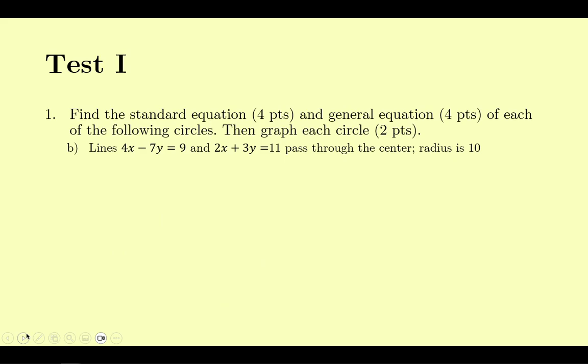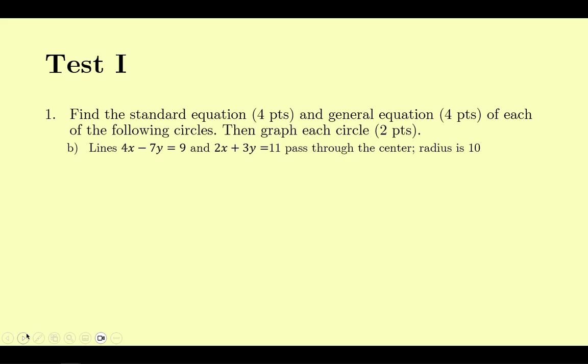Involving lines 4x minus 7y is equal to 9 and 2x plus 3y is equal to 11 passing through the center, and the radius is 10. So the idea here is we have the radius na, but we need to find the center by using the idea of these two lines passing through it. If these two lines pass to the center, and obviously two lines can only meet once, meet infinitely, or not meet at all. That means, kung saan sila mag-meet, yun na yung magiging center ng ating circle.